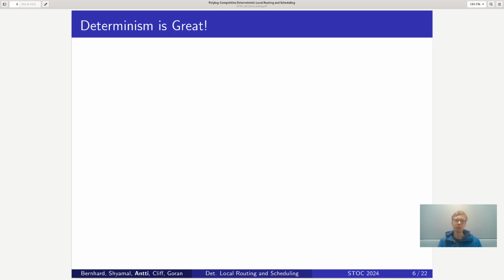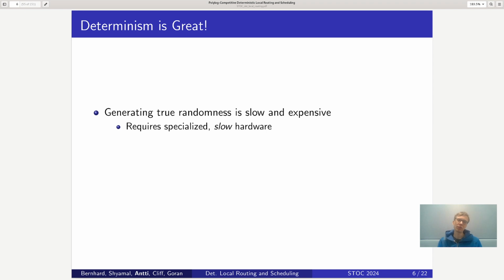Why would you want to be deterministic? Well, determinism is fantastic. And the problem here with randomized algorithms is that randomness is slow. Randomization actually requires specialized hardware, and routers must be extremely fast. Packets can move at light speed through data links, but a packet waiting at a router for a random generator is moving at 0 meters per second. You don't want that. So the decision on where to send packets must be done extremely fast, and that can be bottlenecked by generating randomness.